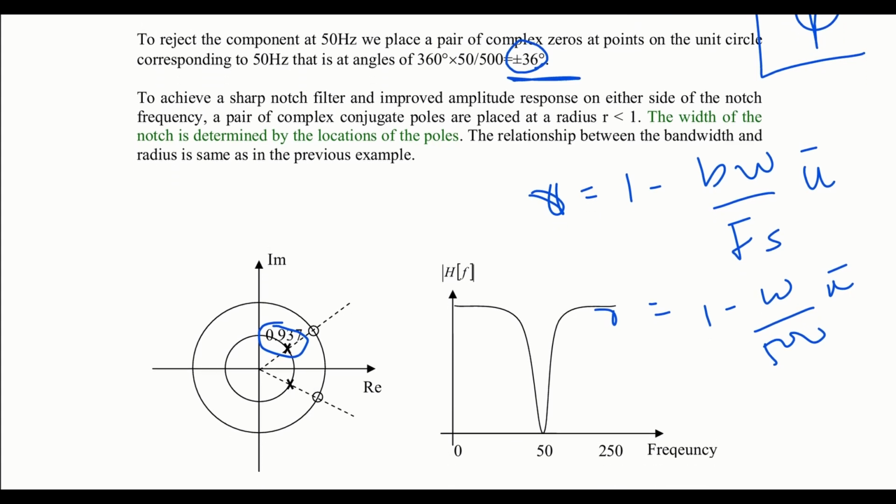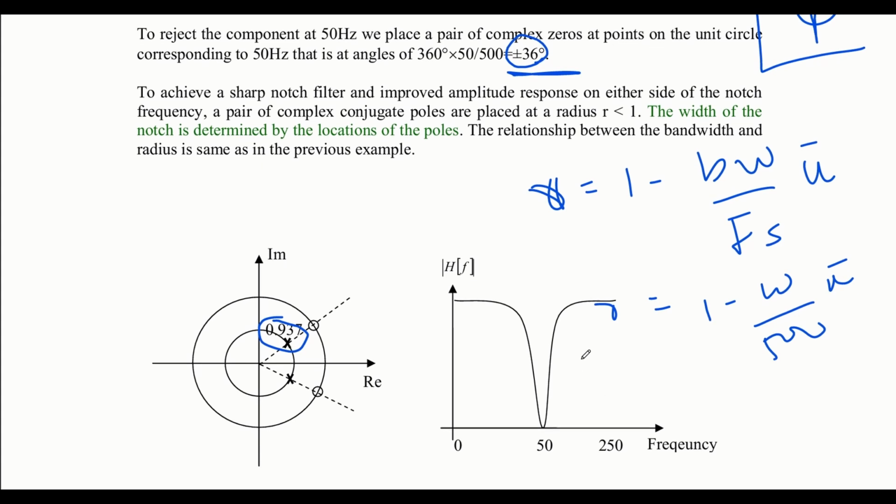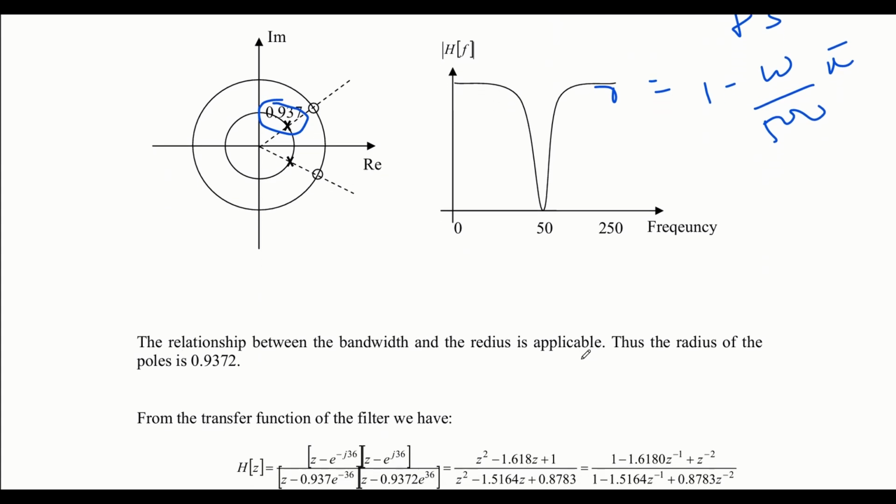Now, once you punch this in, I am sure you get 0.937 on your calculator, right? And that's the 0.937. The 0.937 represents the radius of the pole. The radius of the zero is on the unit circle, so the radius is 1. That one we don't even need to calculate, but the radius of the pole is what we are evaluating. Now, once we do that, we are left with writing our equation.